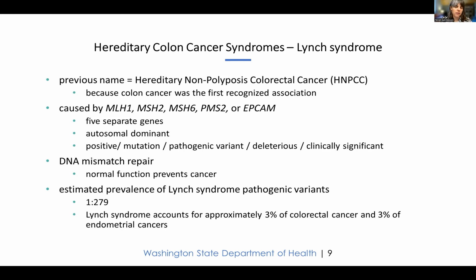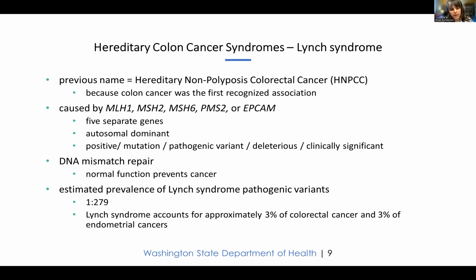Their function is a little different than BRCA1 and 2. They're actually involved in DNA mismatch repair. So when errors or mistakes happen in our DNA, these genes step in to correct those. But again, ultimately, their normal function is helping to prevent cancer.